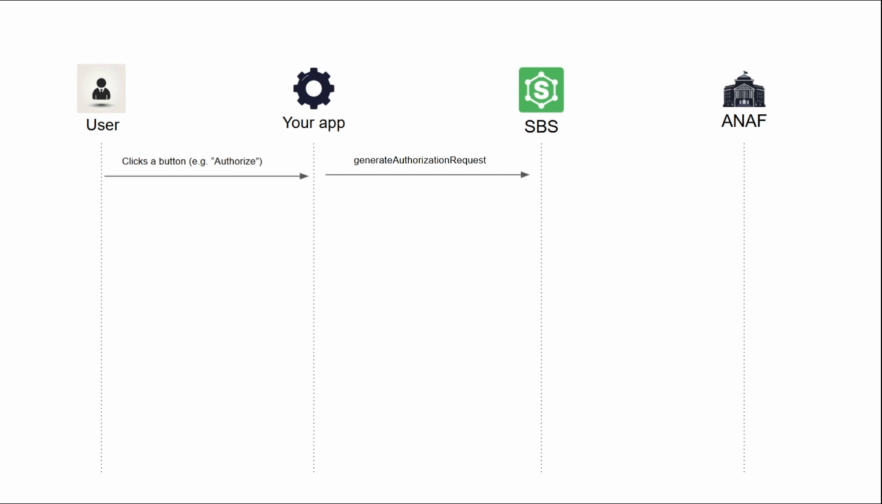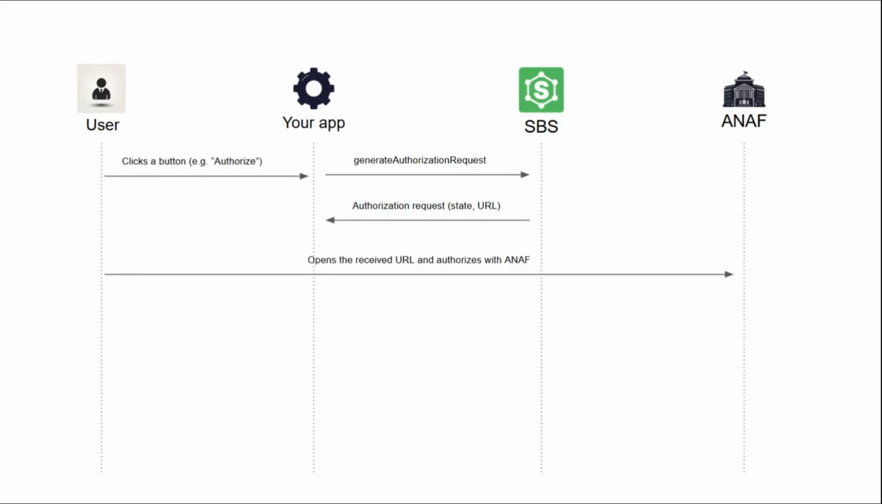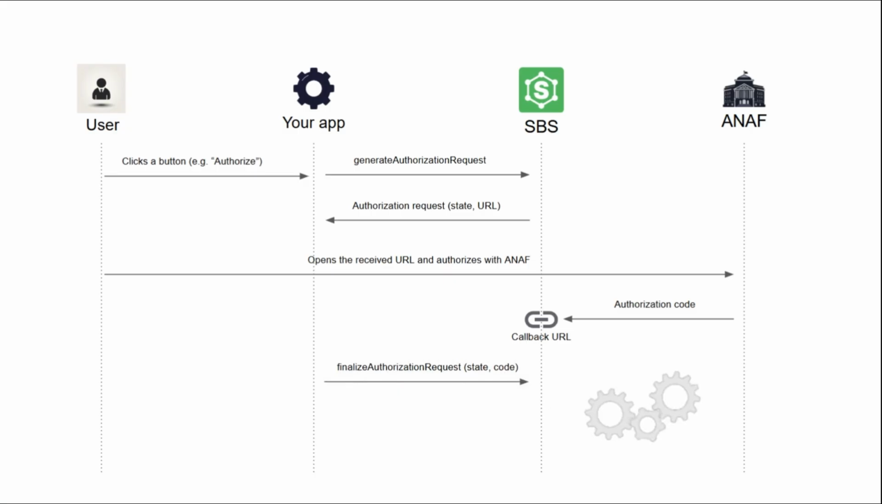The SBS API returns a URL to which the user should be redirected and a state parameter that you will need in a subsequent step. The user clicks the received URL and goes to an ANAF page where they can enter their ANAF credentials and authenticate with ANAF. If the authentication is successful, ANAF returns an authorization code to a URL called the callback URL. As you will see next, this callback URL is configurable. Your application calls the Finalize Authorization Request method of the SBS API, providing as input the authorization code and the state parameter obtained earlier. SBS returns the authorization.